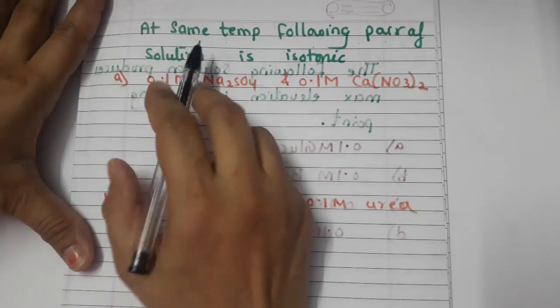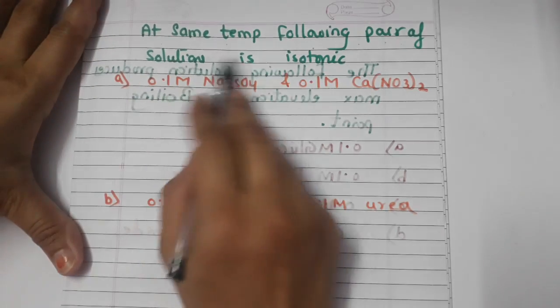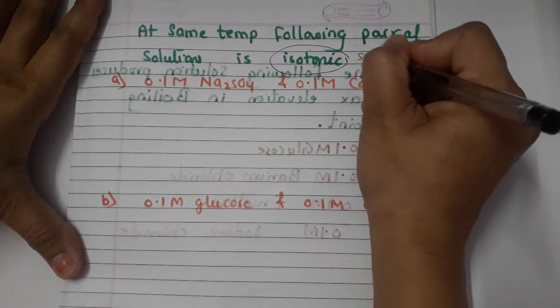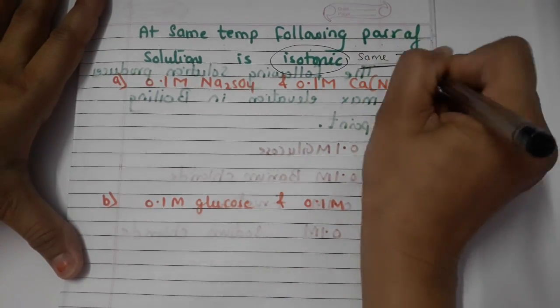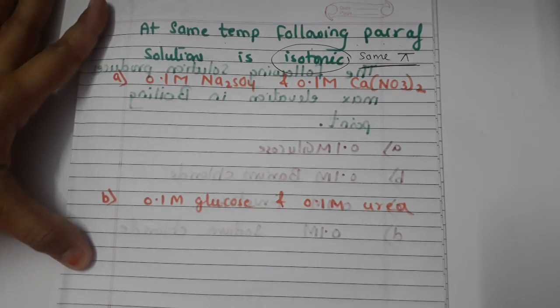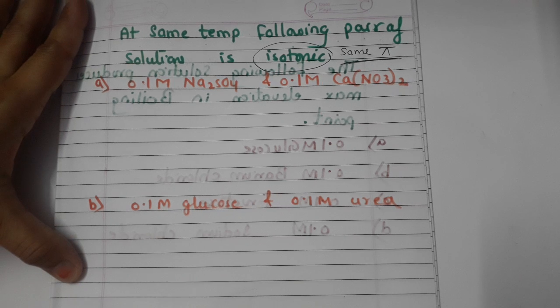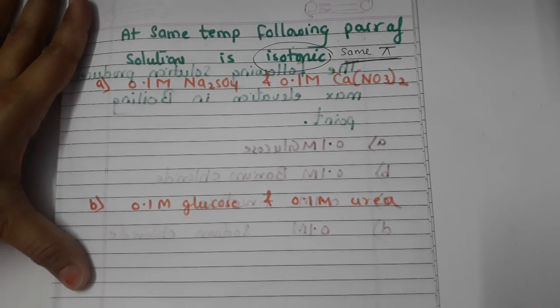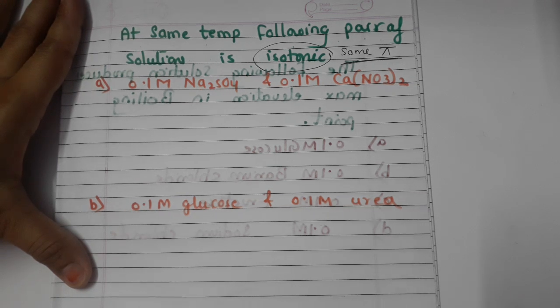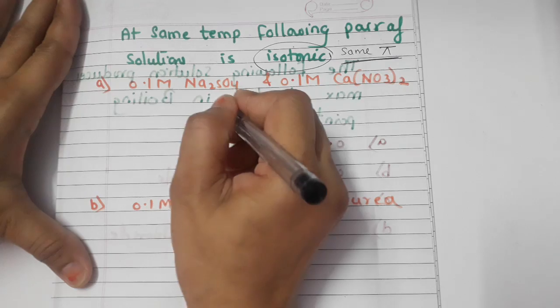Now, let us look at this question. At the same temperature, which of the following pairs of solutions is isotonic? First of all, what is the meaning of isotonic? Exerting the same osmotic pressure. Now, osmotic pressure depends on the number of particles present inside the solution. If the number of particles is the same, then osmotic pressure would be the same, and then we say the solutions are isotonic. So basically we have to find out in which case the solutions have the same number of ions.